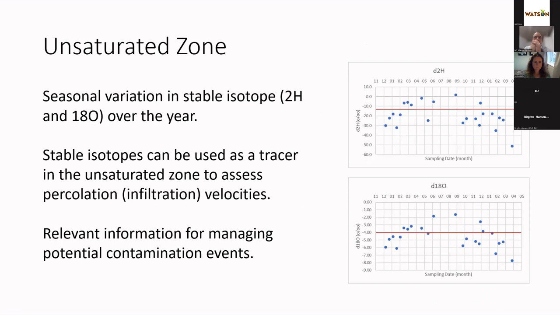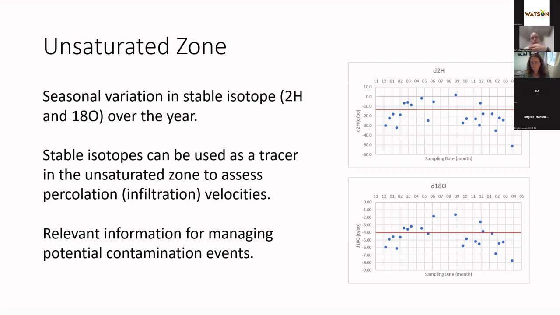Also, another interesting aspect where we're using stable isotopes is in trying to monitor what's happening in the unsaturated zone, where we have a monitoring system which can sample at different depths in the rock. So we're getting water samples from the rock, and we're looking at whether we can detect the seasonal variation in stable isotope composition, so deuterium and oxygen 18, over the year in the unsaturated zone. And therefore, stable isotopes can be used as a tracer to assess the percolation, the quality of the percolation, the infiltration velocities to groundwater in the unsaturated zone.